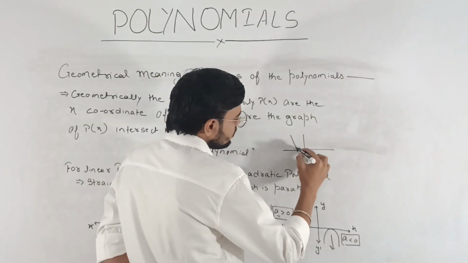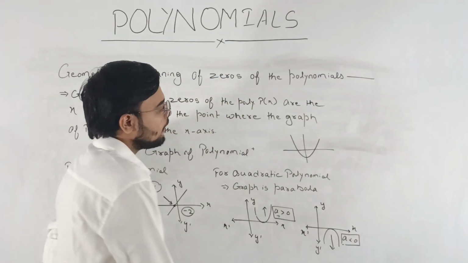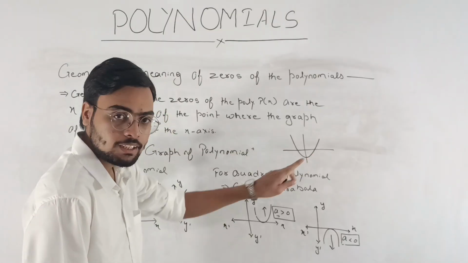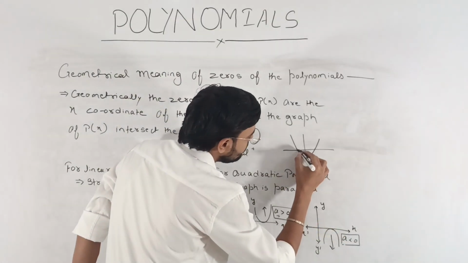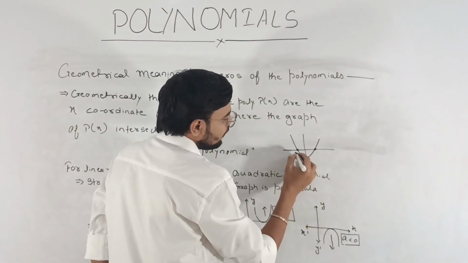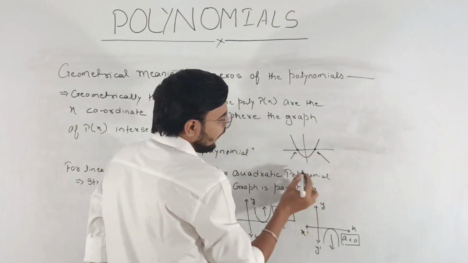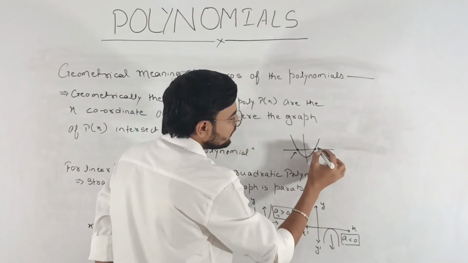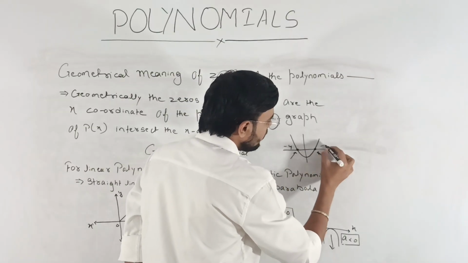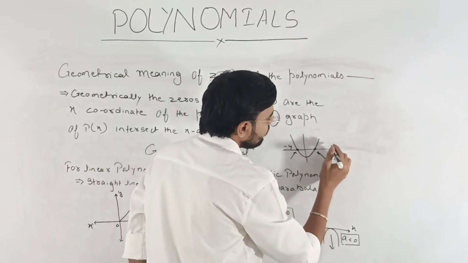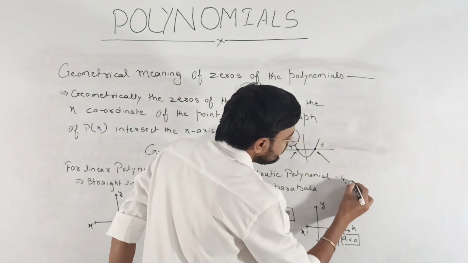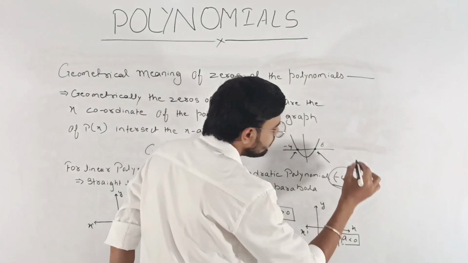Now look, in the case of a quadratic polynomial, the graph is like a parabola. Suppose this is the graph of a quadratic polynomial. In this case, what is a zero? Zeros means the x coordinates where the graph touches the x-axis. So at this point this graph touches, and at this point this graph touches the x-axis. Then the x coordinate of this point and the x coordinate of this point are called the zeros of the polynomial. Suppose this is minus 4 and this is 6, then minus 4 and 6 are the zeros of the quadratic polynomial.